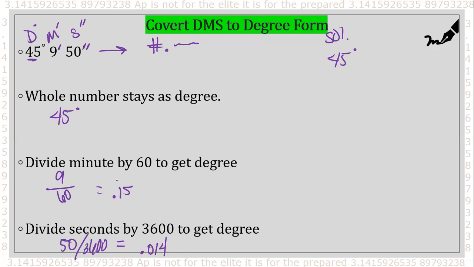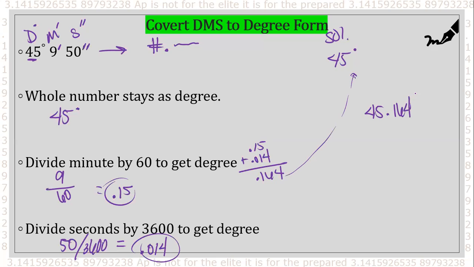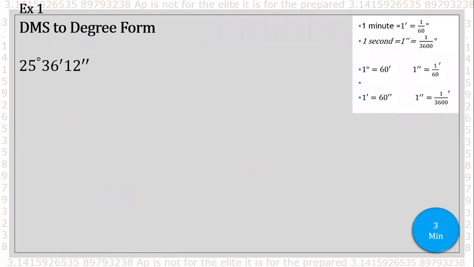So we're going to take these two decimal places and add them together. 0.15 plus 0.014 will give me my new decimal place, 0.164. That will be the decimal of this right here. So it should be 45.164 with our degree symbol. Okay, awesome. Let's give this a try.